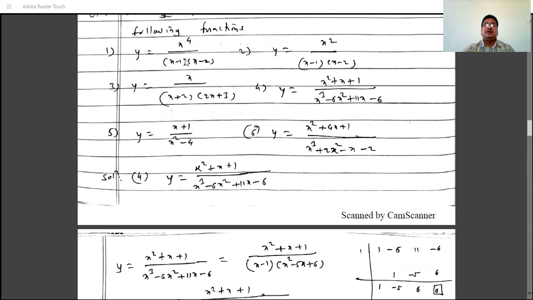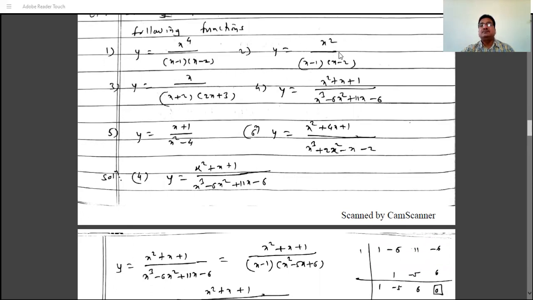Then write (x minus 1)(x minus 2) as the LCM, then a into (x minus 2) plus b into (x minus 1). Then we have the equation x raised to 4 is equal to a(x minus 2) plus b(x minus 1). Then find the values of a and b. Then find the converted partial fractions.